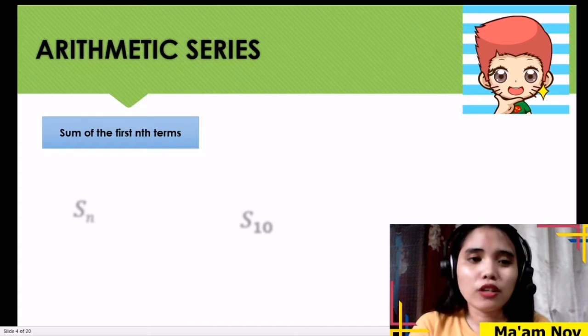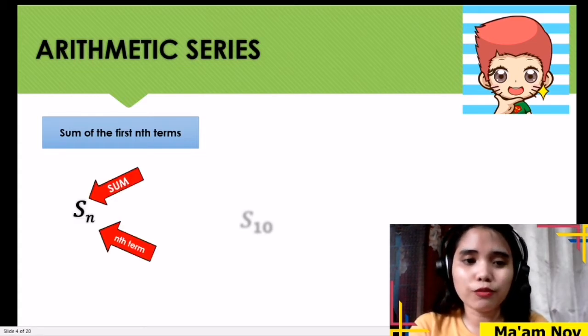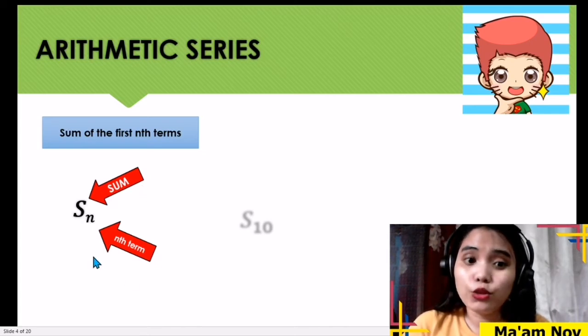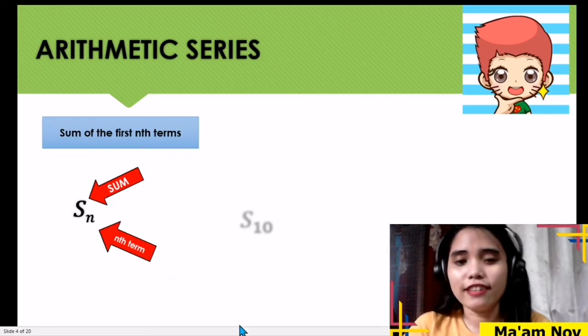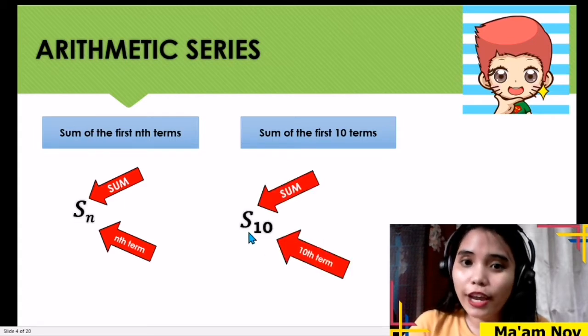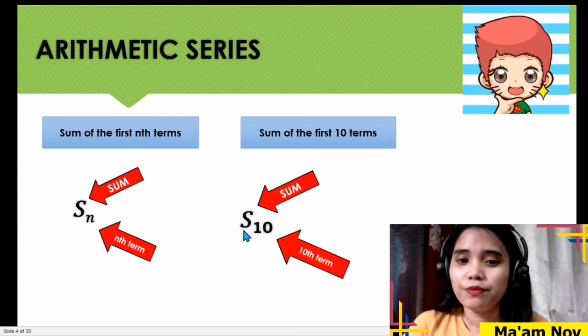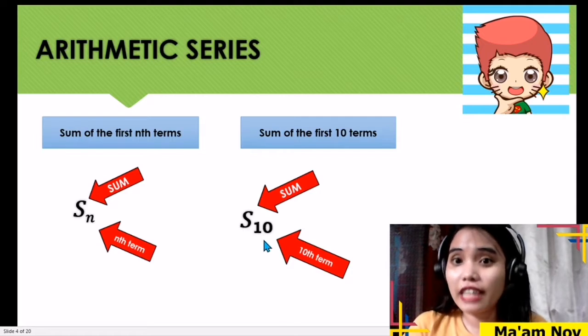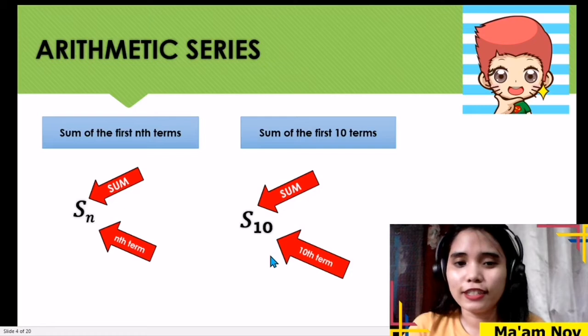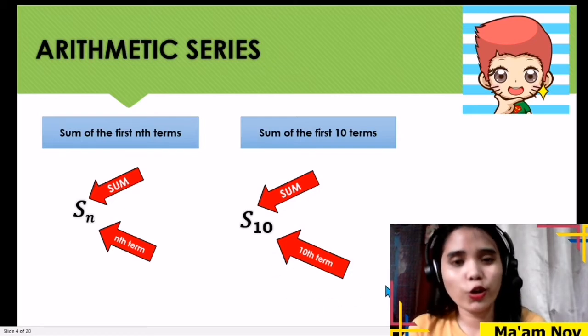So, example, sum of the first nth terms. So, si S dito yung sum and yung mga nth terms is ito yung si N. Sum of the first 10 terms. So, S meaning si sum ng first 10 terms. Okay? So, yan. Yan ang kanyang representation.